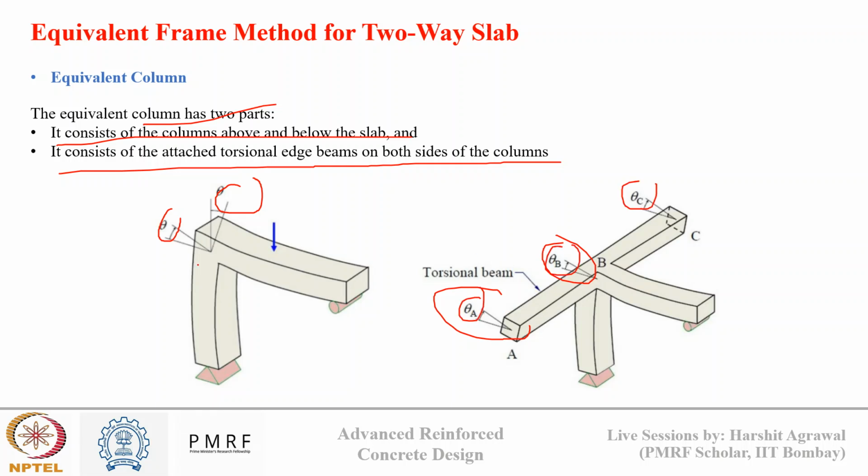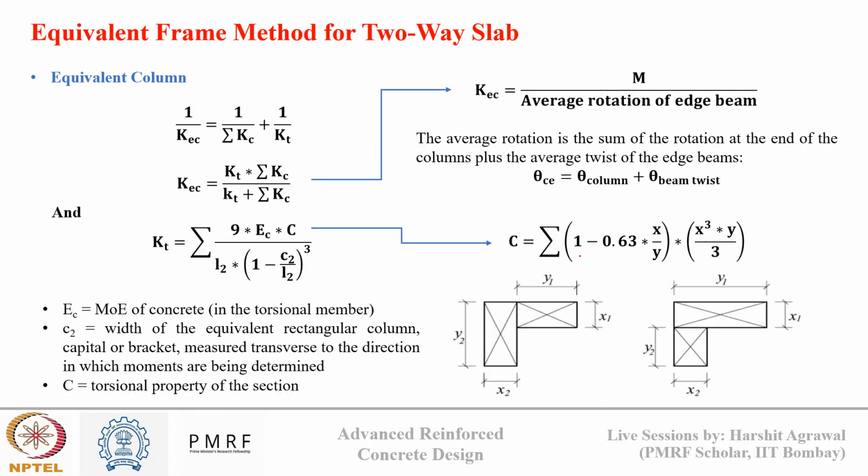Why? Because at the junction there is greater depth, okay, so theta will be smaller. However, at this point the depths are lower, so theta will be more. Okay, so as a result, we can say that the average rotation of the slab edge is greater than whatever rotation is there at the beam-column junction. And for this, we calculate the equivalent column stiffness.